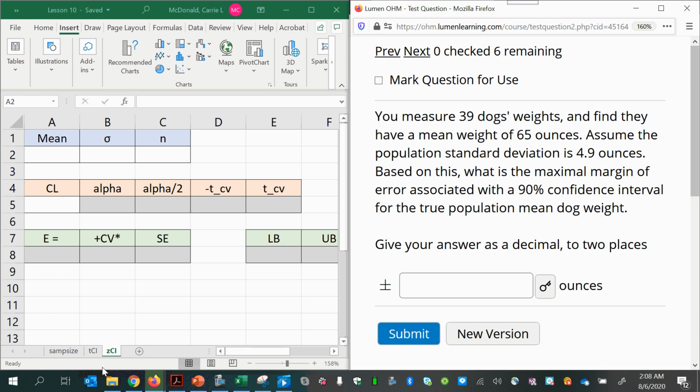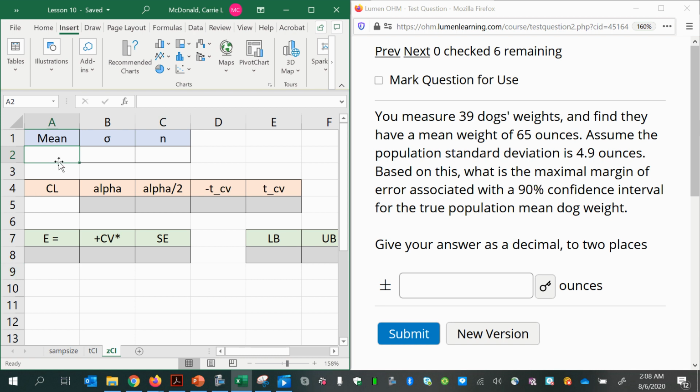You measured 39 dogs' weights and find they have a mean weight of 65 ounces. Assume the population standard deviation is 4.9 ounces. Based on this, what is the maximal margin of error associated with a 90% confidence interval for the true population mean dog weight? Give your answer as a decimal to two places.